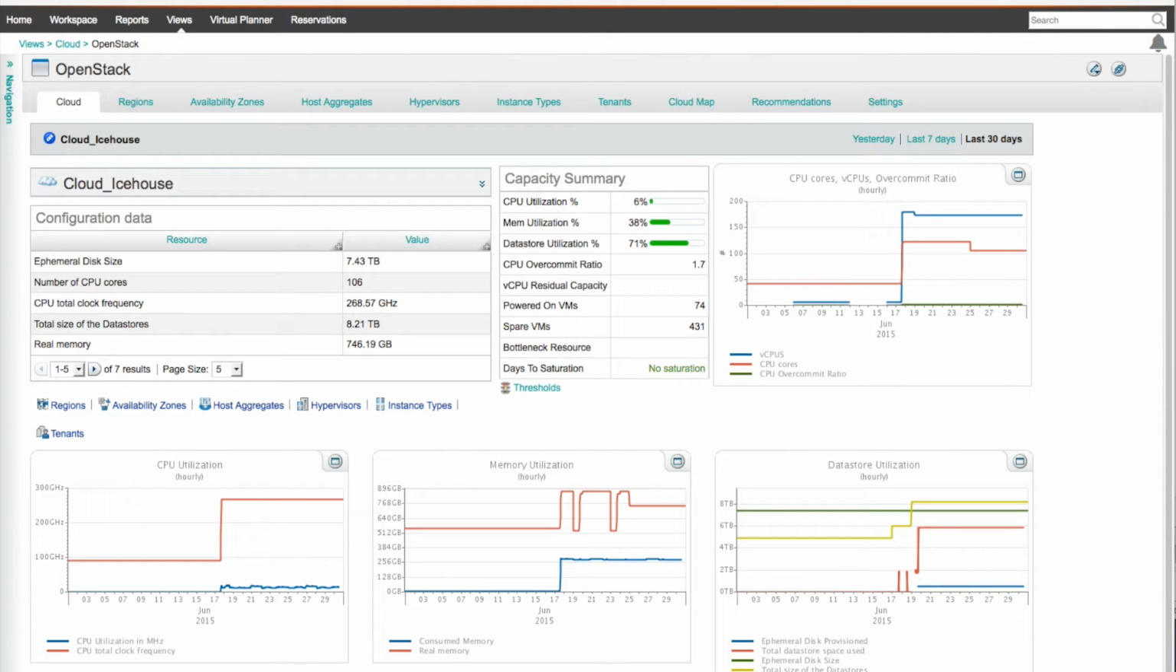OpenStack Capacity Optimization how-to videos. Today, we're going to briefly describe the content of the OpenStack view.